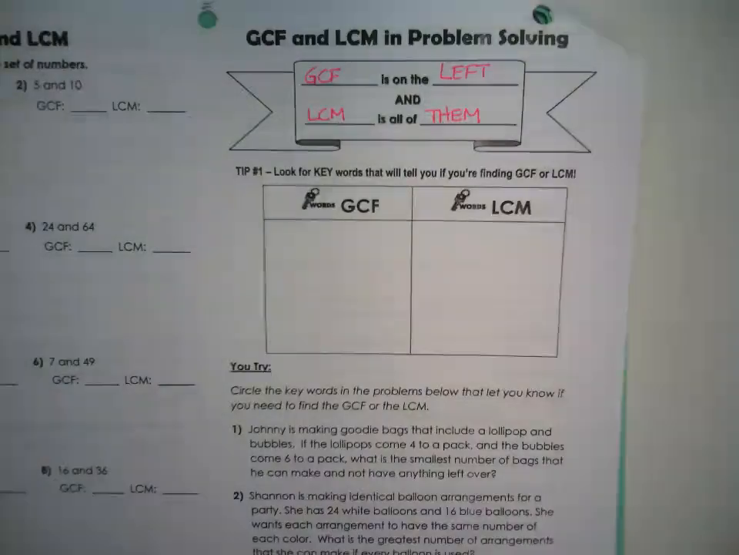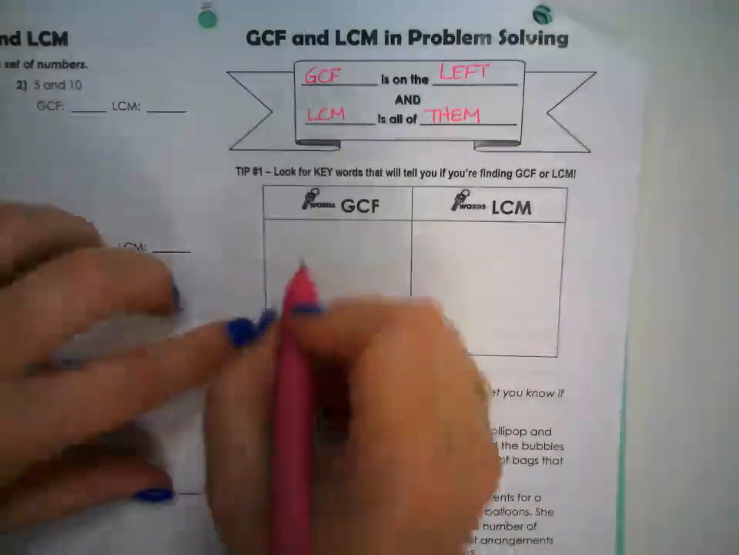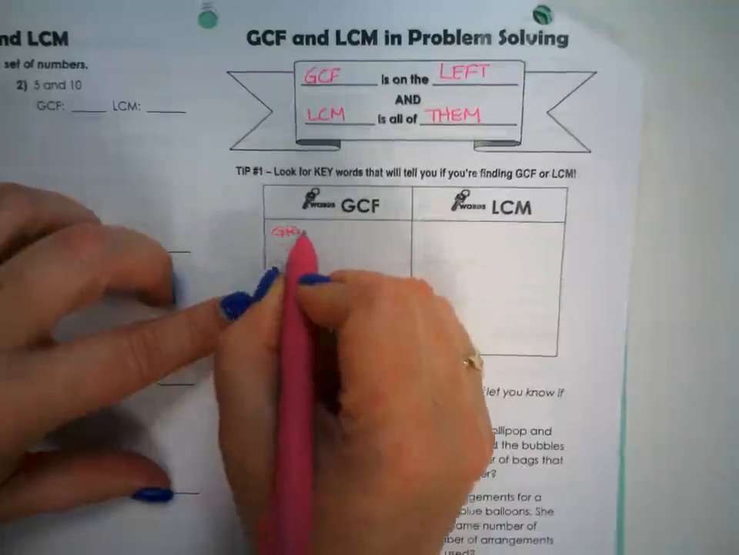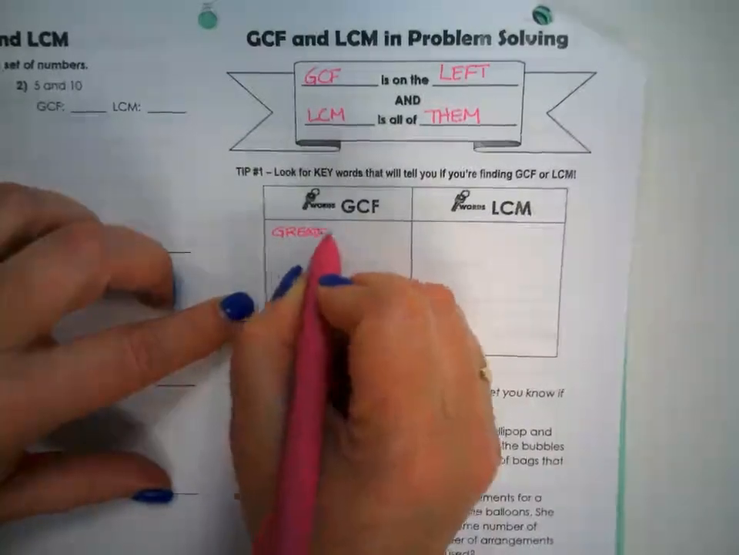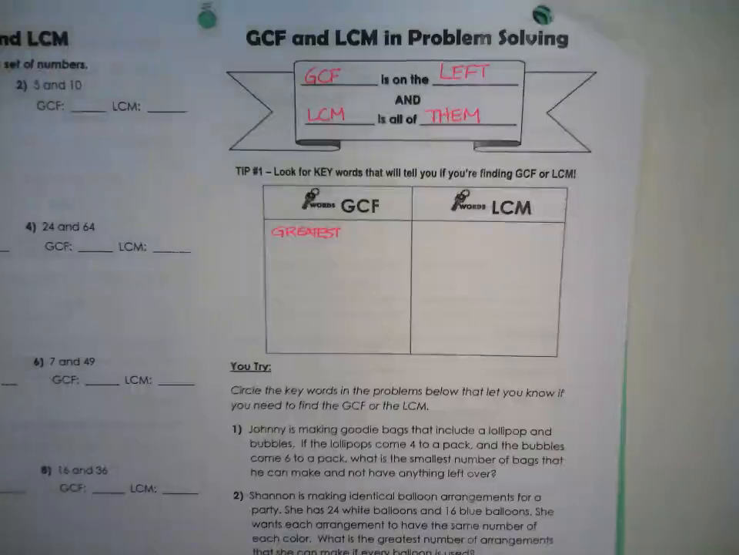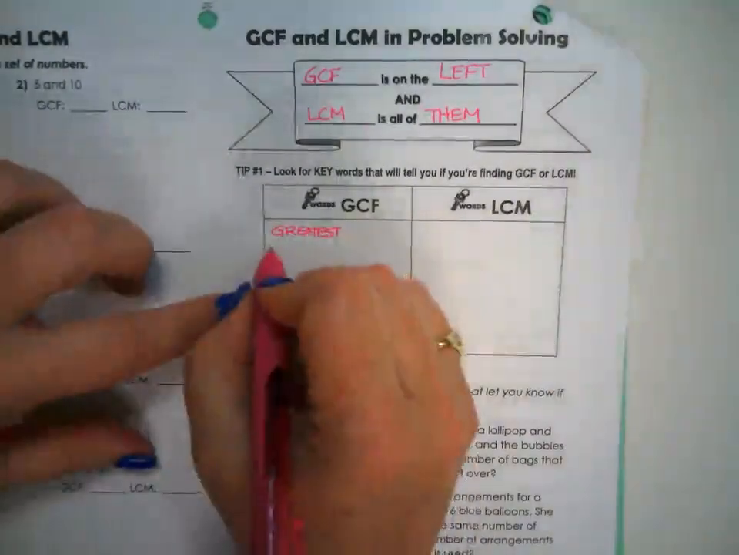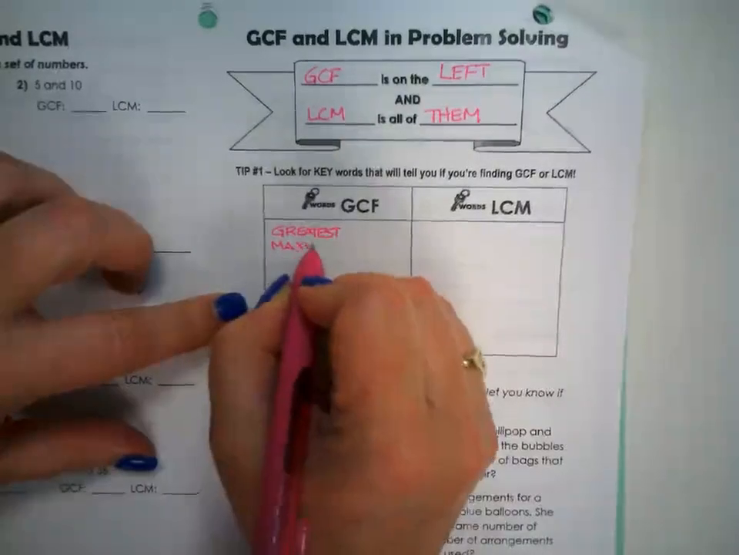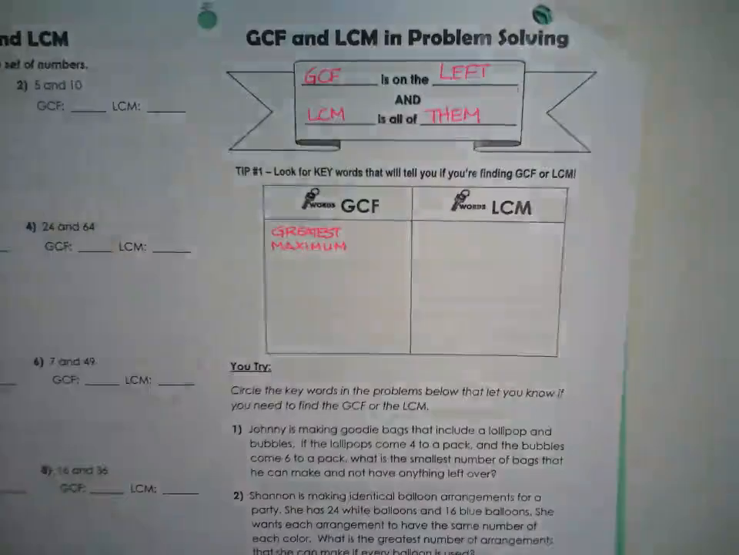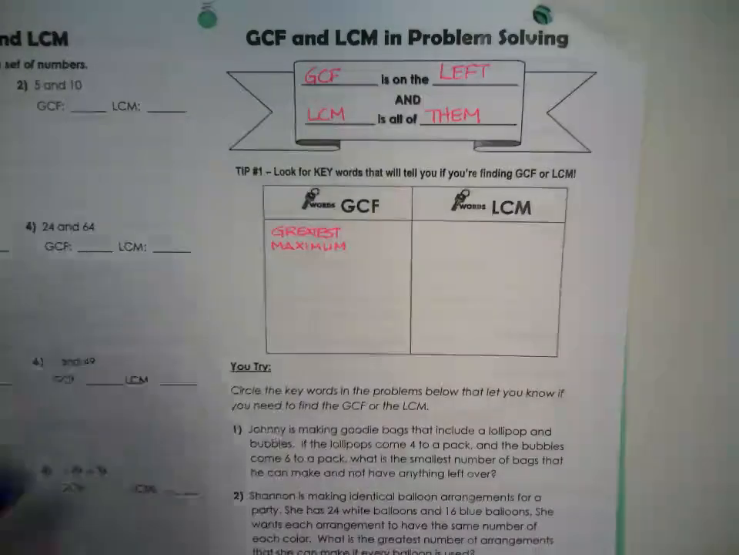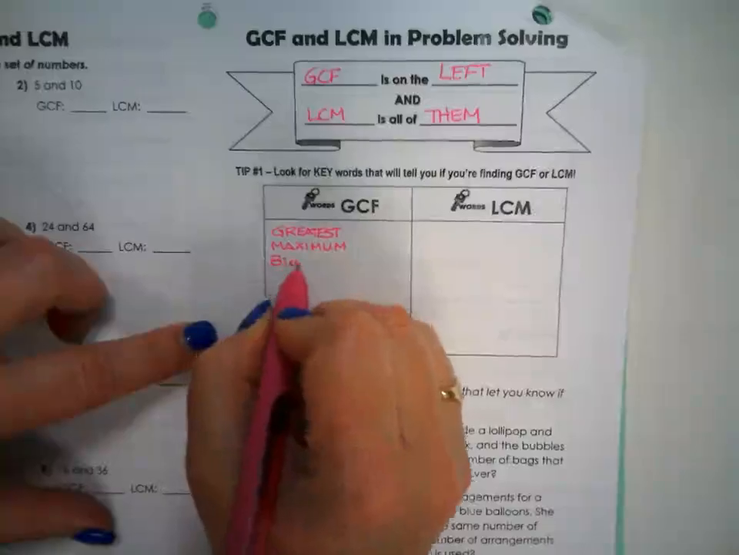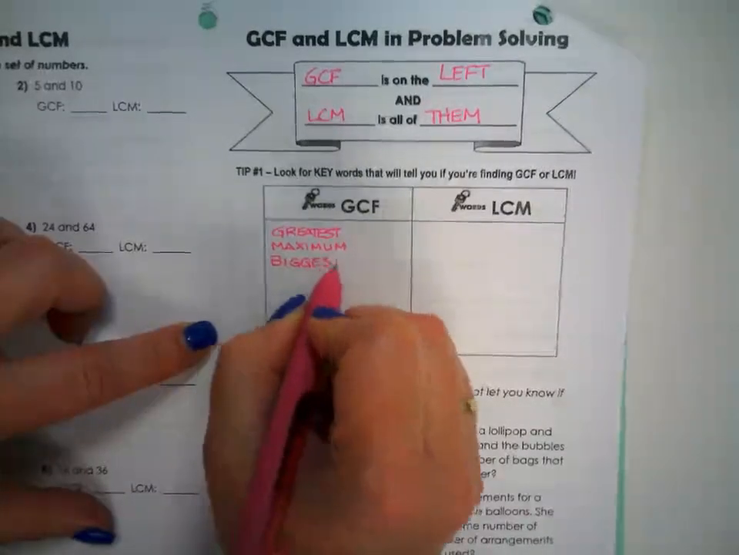So let me ask you a question. Give me some words you think might help us know we're looking for a greatest common factor. What do you think, Madison? Greatest. Absolutely. If you see the word greatest, you're probably going to find the GCF. Somebody have another word for me. Melina: Maximum. That's the biggest, the maximum. Good. I like that one. Somebody else have another one. Skylar: Biggest. Make sure, as we're writing them down here, that you're writing them in your notes, please.